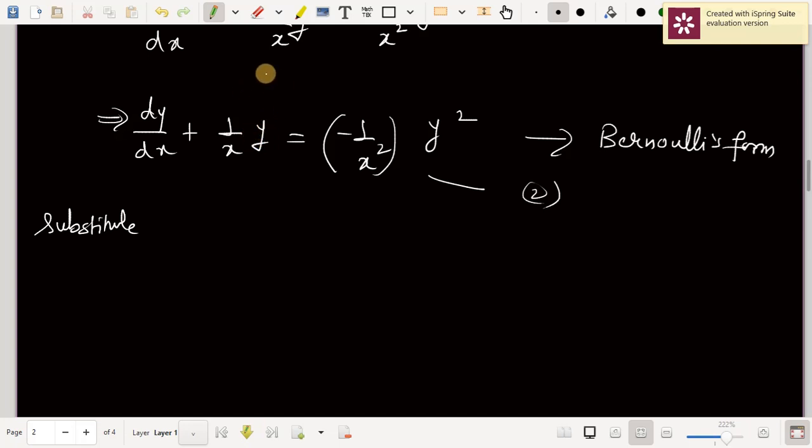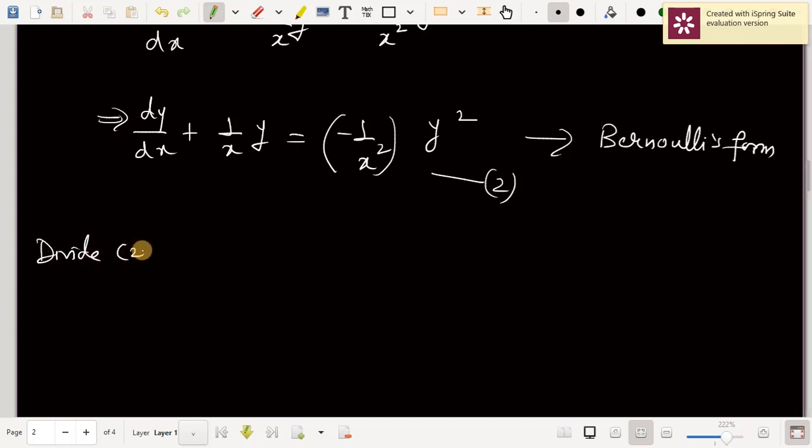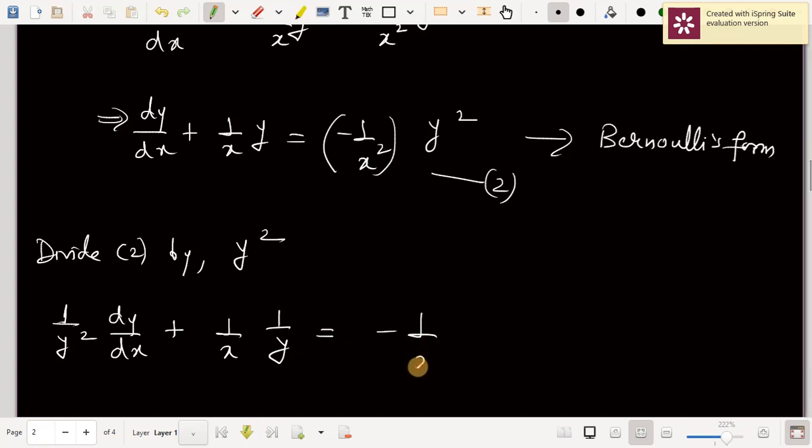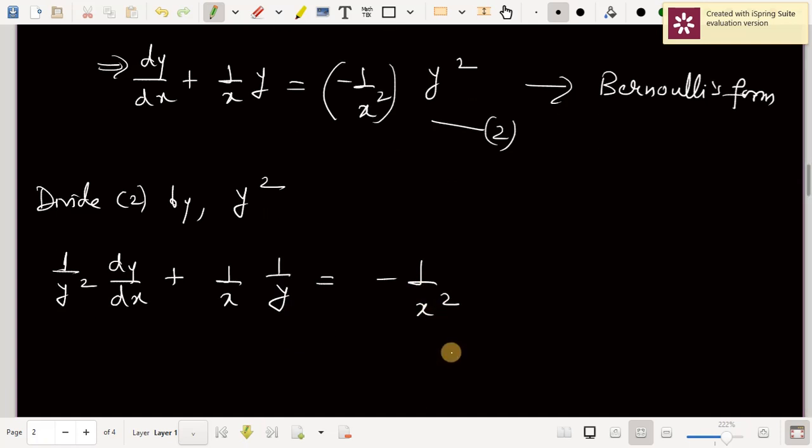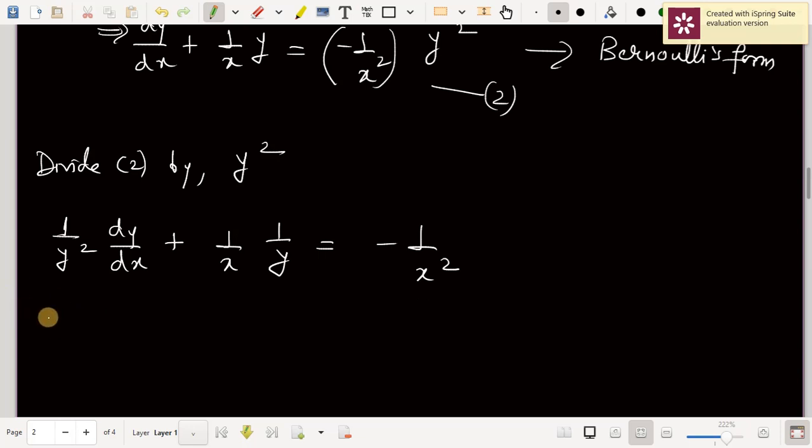Okay, so before substituting we will have to divide 2 by y square, and so we get 1 by y square dy by dx plus 1 by x into 1 by y is equal to minus 1 by x square. I'll call this equation 3. So now we can substitute.